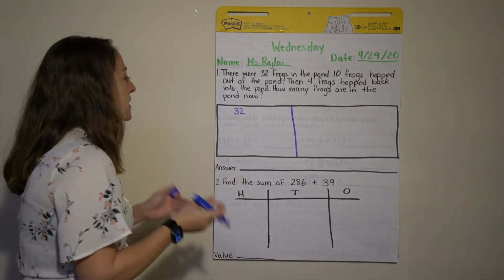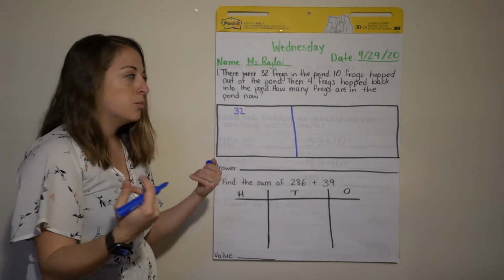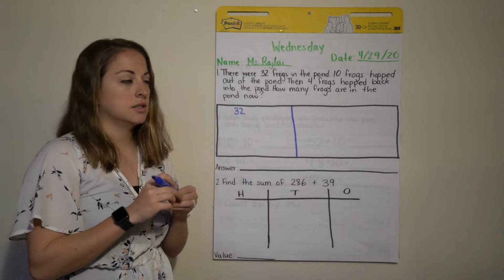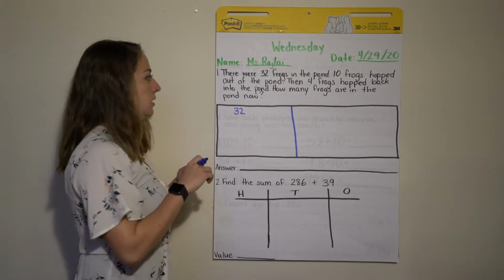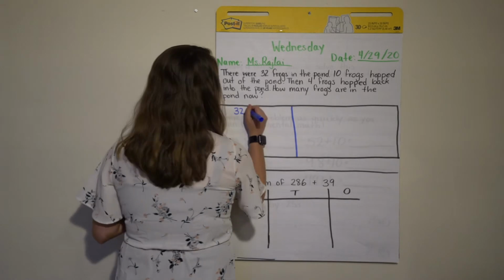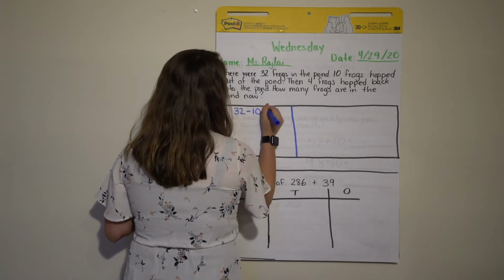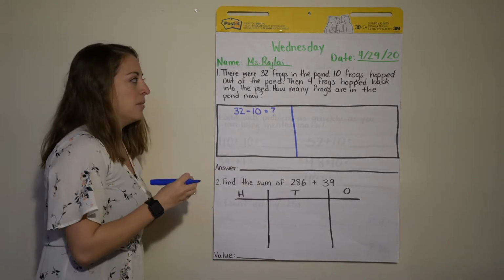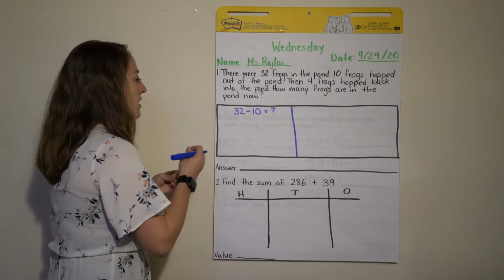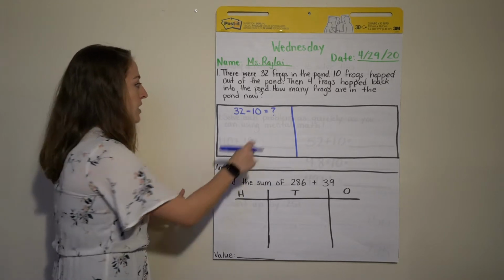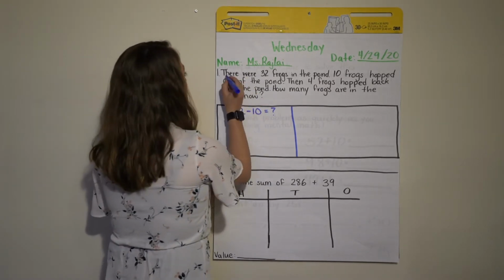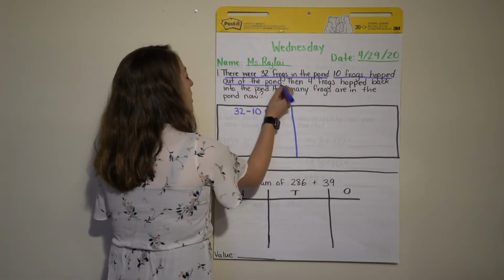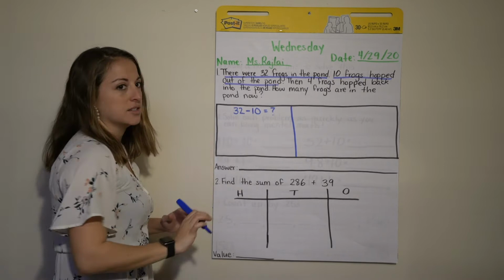10 frogs hopped out of the pond. So what would we write in our number sentence if 10 frogs hopped out of the pond? Minus 10. So we're putting minus 10, and we're going to put equals question mark, okay? Because we need to figure out how many frogs were in the pond when 10 of them came out. So we need to solve that part first. So we just did this sentence and this sentence. We're not moving on to this part yet because that's for the second step.